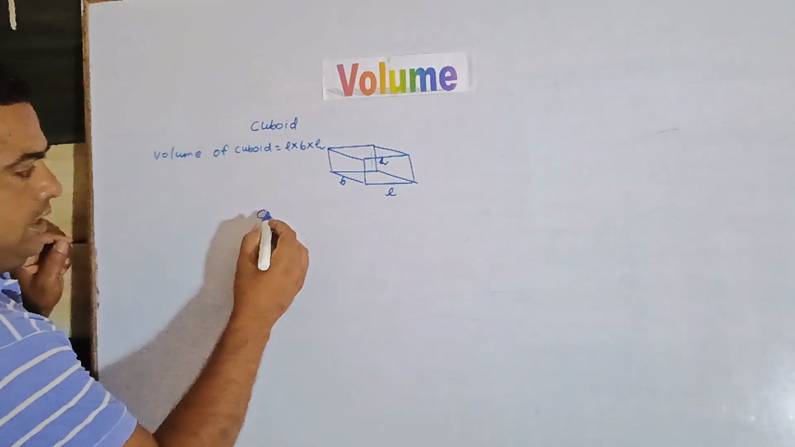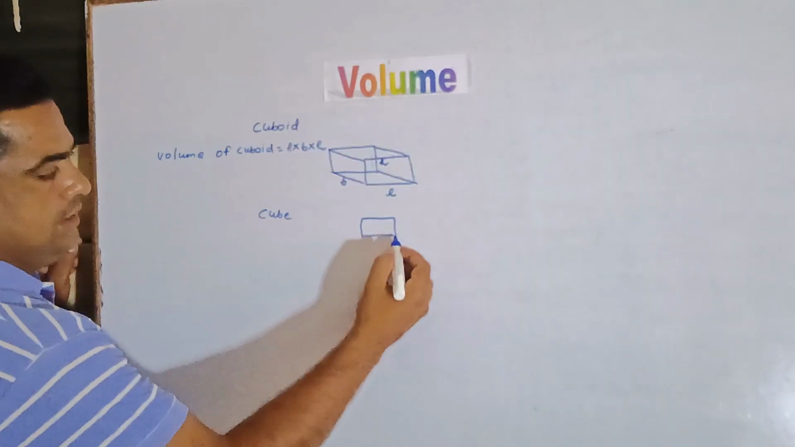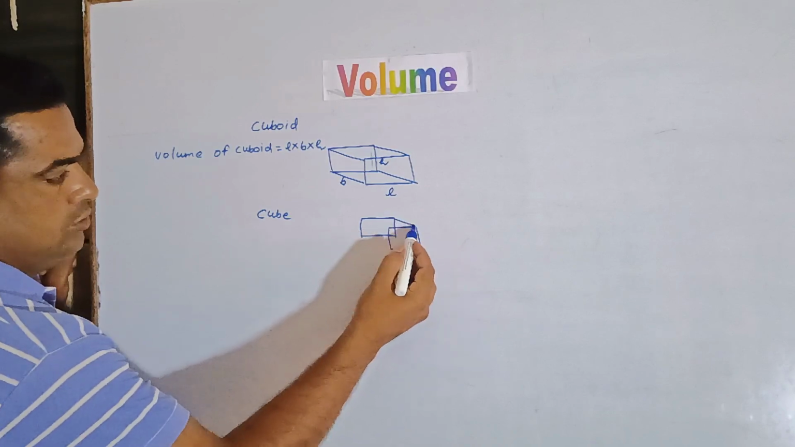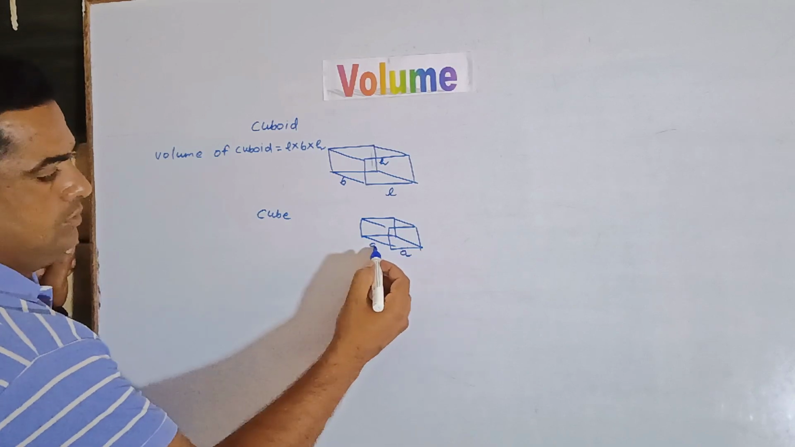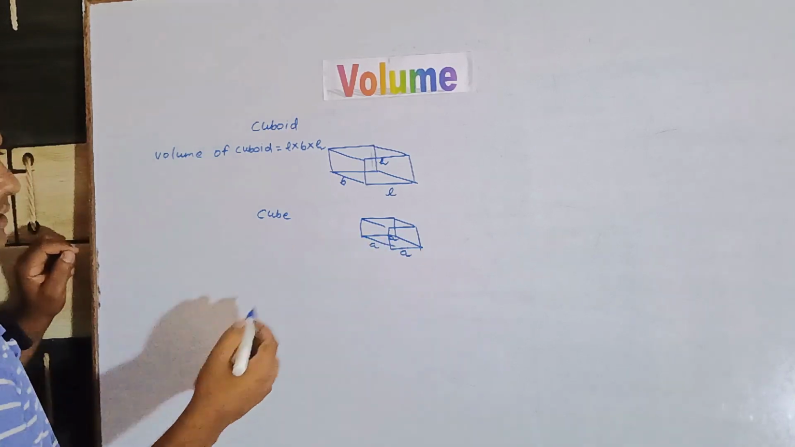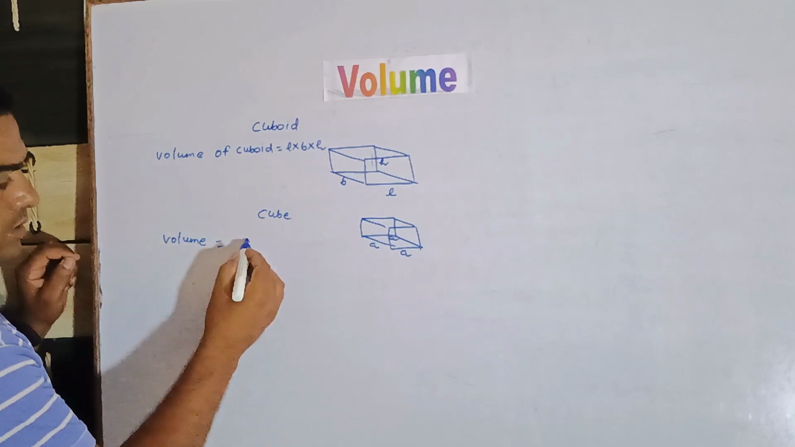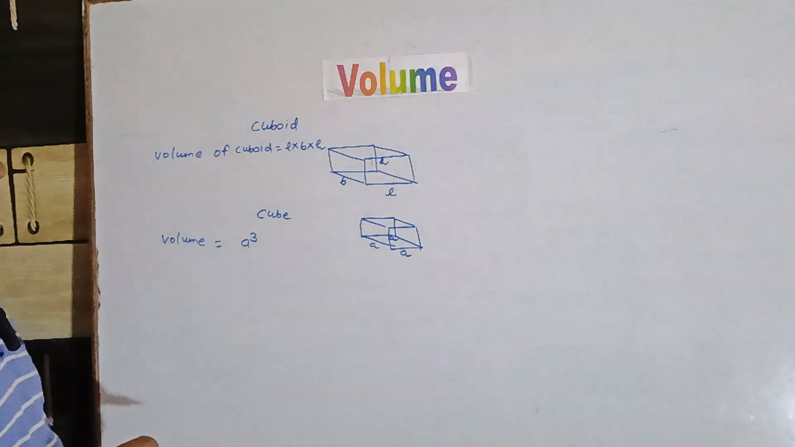Now we will see volume of cube. Students, if all the sides, meaning length, breadth and height, are equal in a cuboid, this will be a cube, and side of the cube be A. What is the volume? Volume will be side into side into side, A into A into A, so this will be A cube.